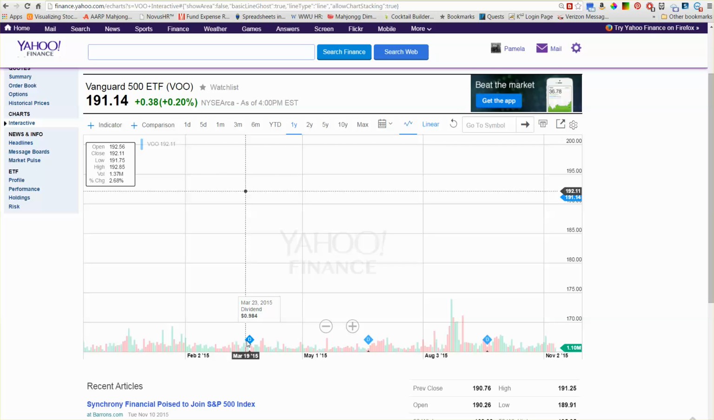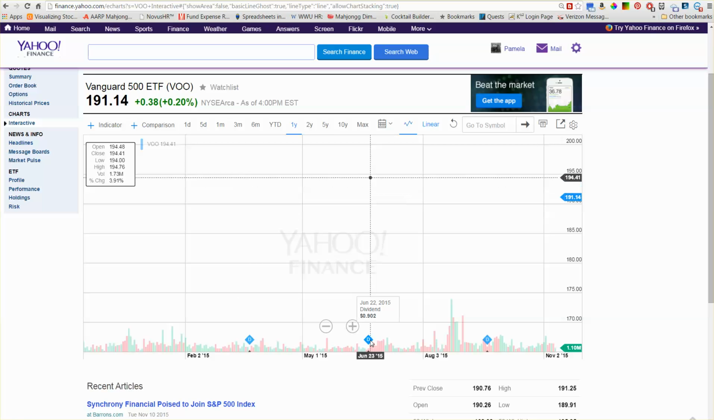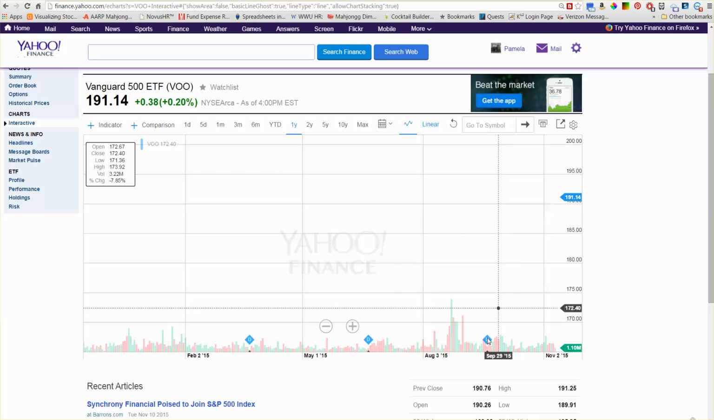I see a few other things. I see that on March the 23rd, they paid a dividend of 0.984. And on June the 22nd, they paid another dividend of 0.902. And in September, they paid another dividend of 0.953. They'll also pay dividends presumably in December, but since I'm selling it today, I won't receive those dividends that they pay in December, because you have to be an owner at the time that they paid the dividends to actually receive the dividends.